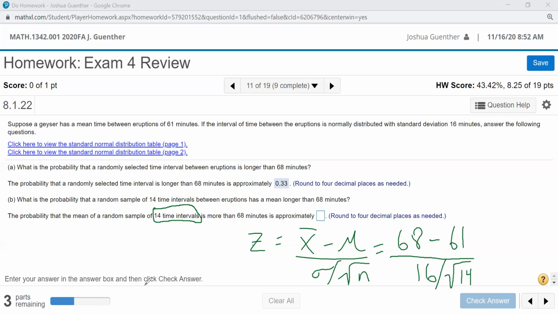However you want to do this, make sure you use proper order of operations. And hold on, I made a mistake. Oops. Now you should be getting a z-score, and hopefully I didn't make a mistake here, of 1.64 if you round it to 2 decimal places.